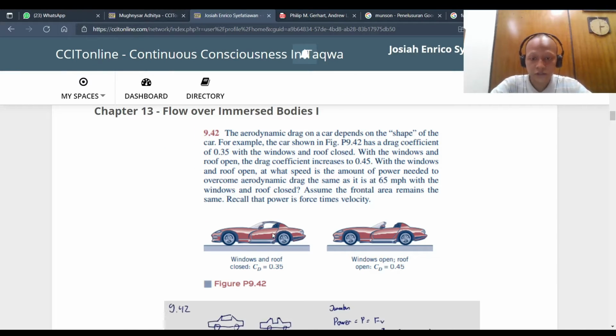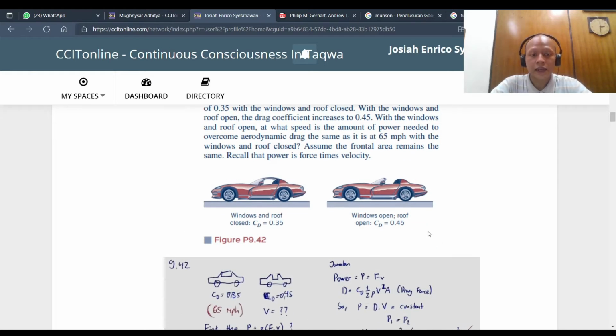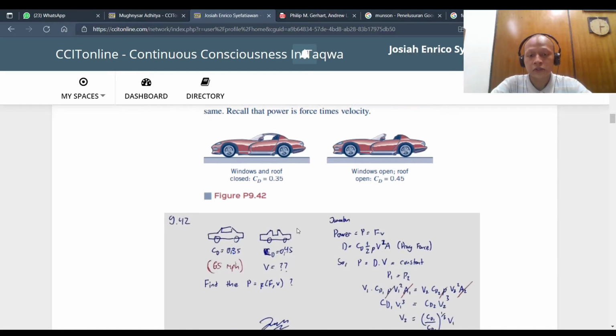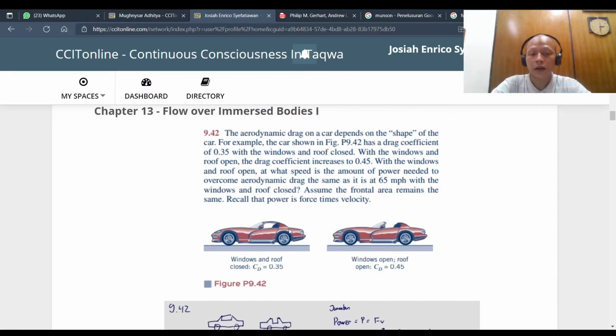There are two conditions. The first one, the windows and roof closed, we got coefficient of drag equals 0.35, while when windows and roof are open, we got drag coefficient equals 0.45. To compare, we have the same amount of power. Let's say that power can move the first condition to the speed of 95 miles per hour. While with the same power, how fast will the second condition car go?